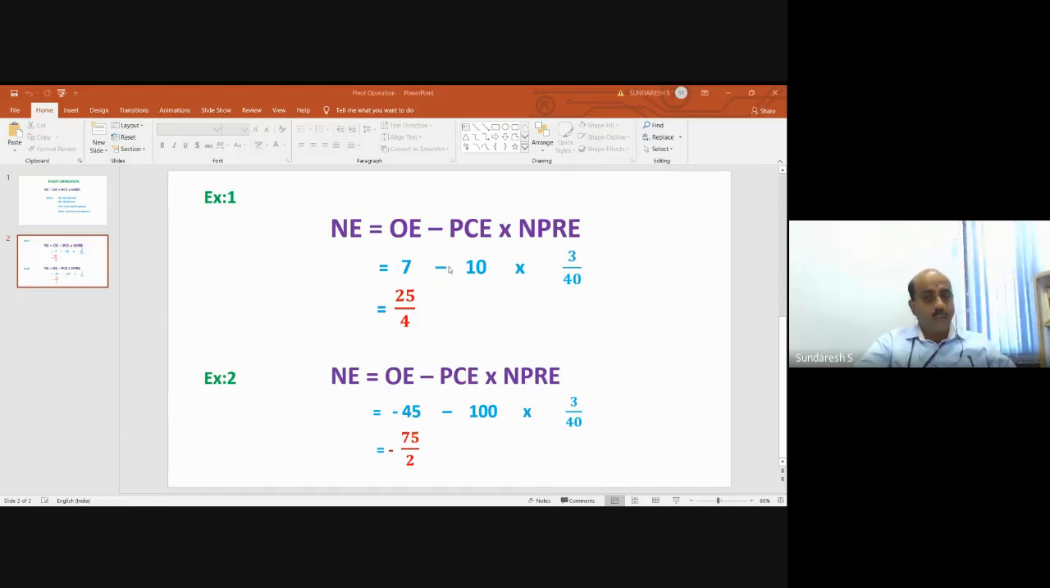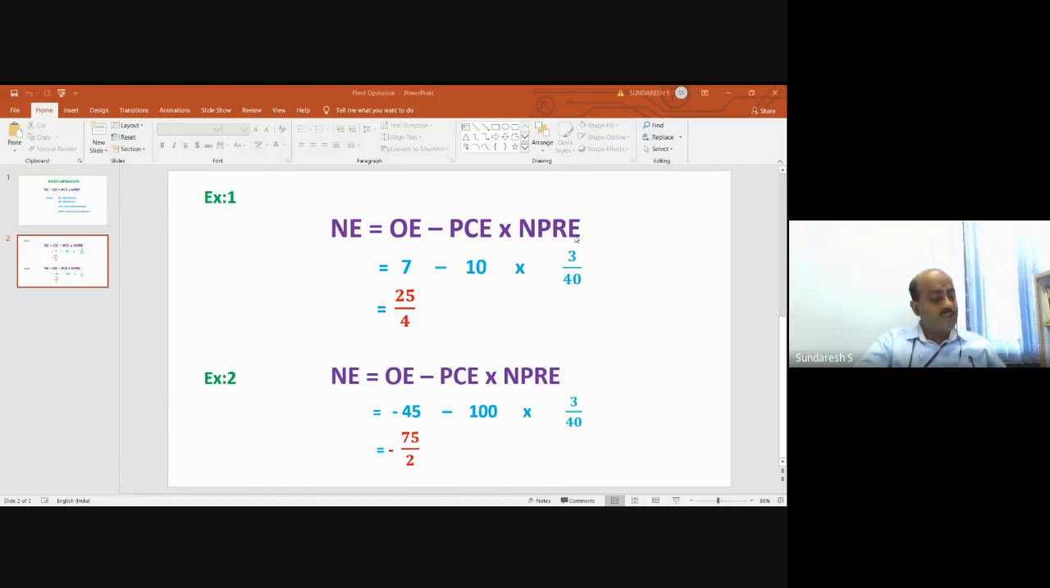7 minus pivot column element. See, the pivot column element for this row is 10 only. Am I right? This is the column for us. So the pivot column element for that particular x5 is 10. This is 10 into the new pivot row element. Come back to the latest, the new table you have got. Under x1, the first new pivot row element we have got is 3 by 40.